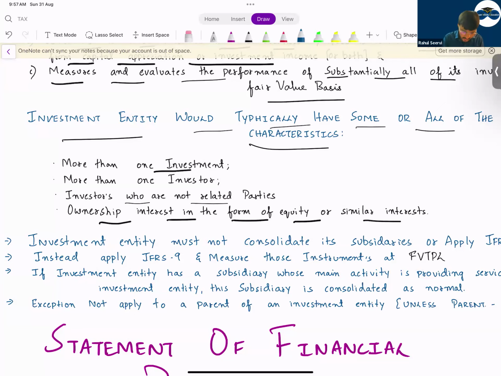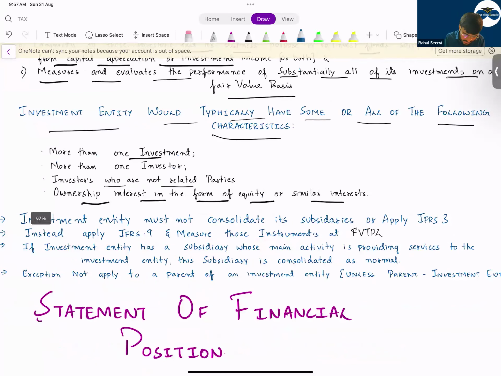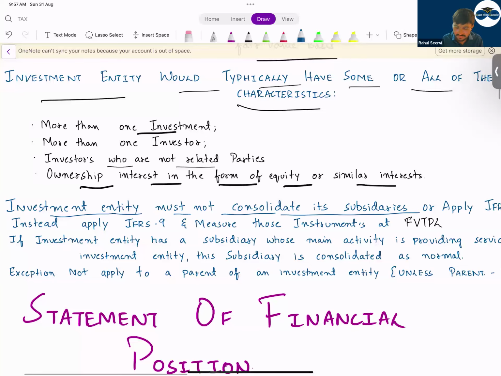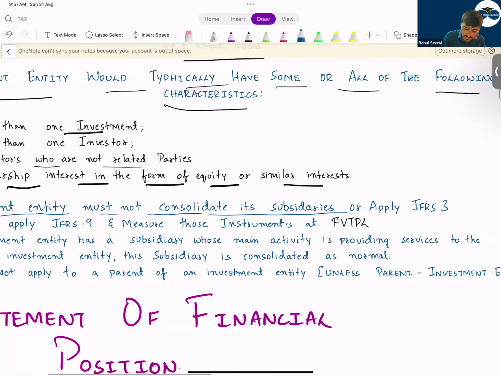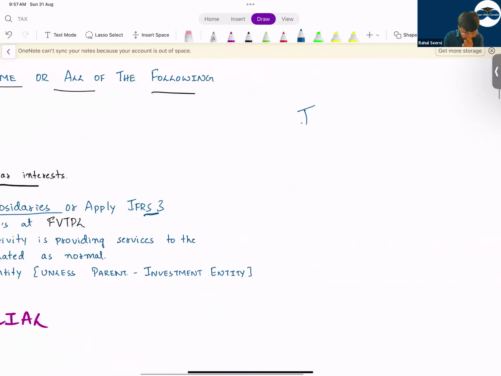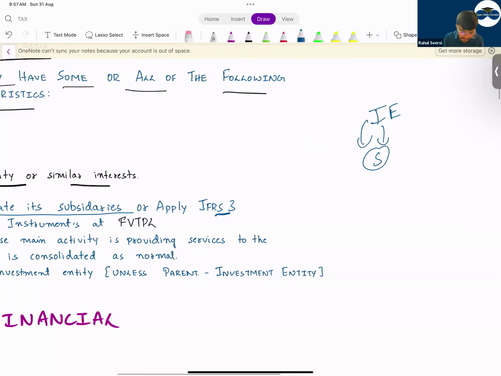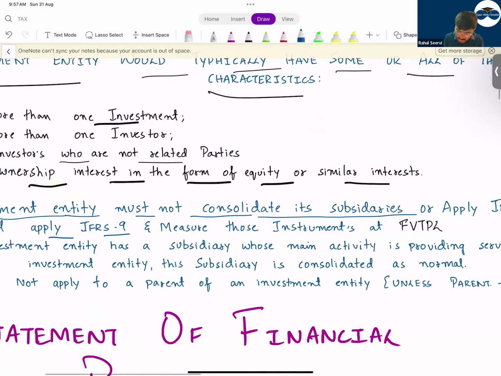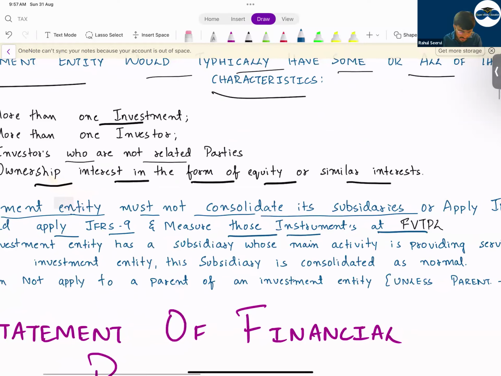Now, the important point here is these three points. An investment entity must not consolidate its subsidiary or apply IFRS 3. If an investment entity is there, this investment entity will have a subsidiary. They should not prepare consolidated books. Instead, apply IFRS 9 and measure those instruments at fair value through P&L.